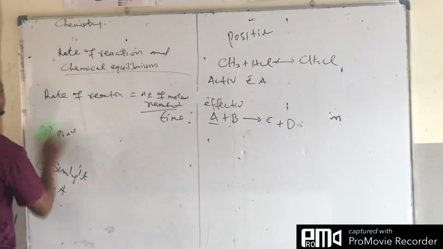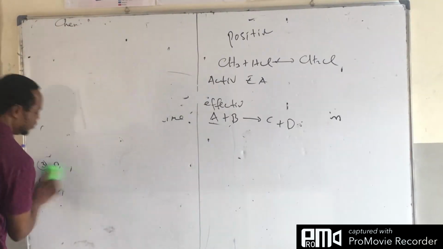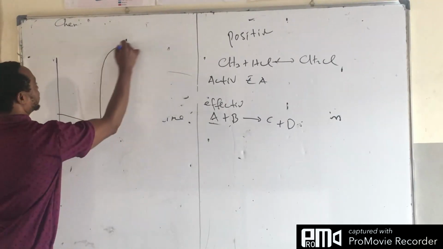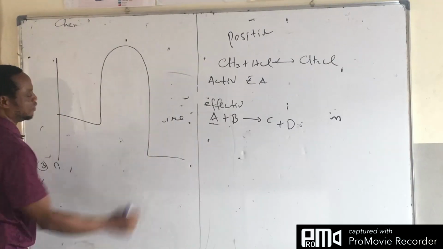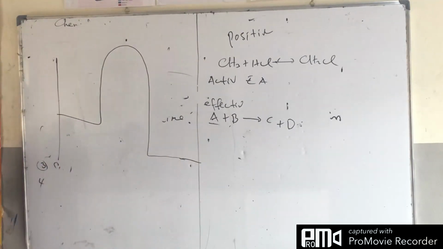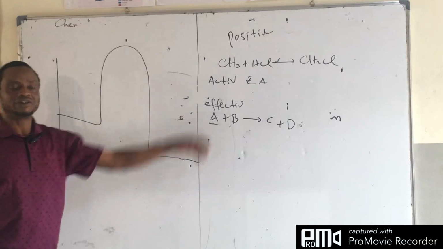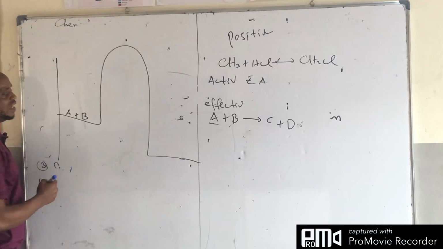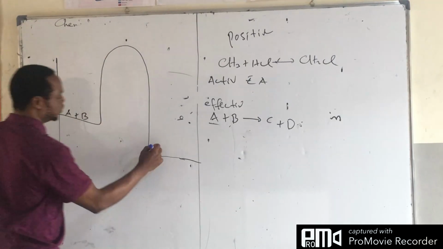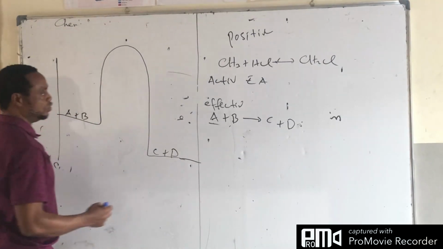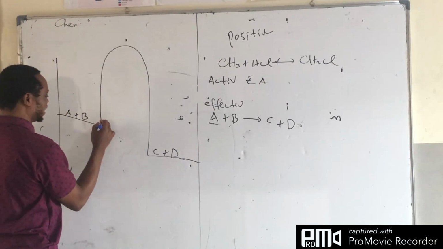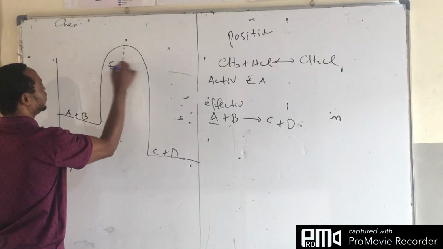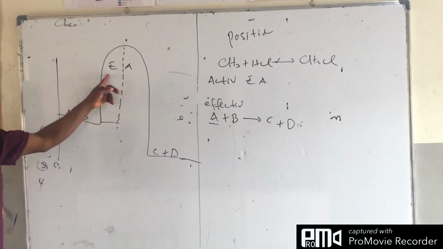Now, look at this simple diagram like this. I'm drawing what is called exothermic. We have endothermic reaction and we have exothermic reaction. The diagram here represents exothermic reaction. This is A plus B representing the reactant. We have C plus D for the product. Then from the reactant side, from here to this side is called activation energy, which we use EA to represent.